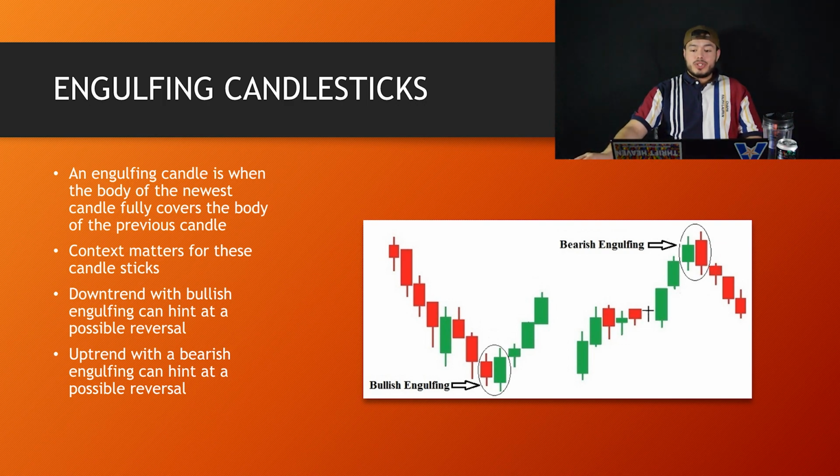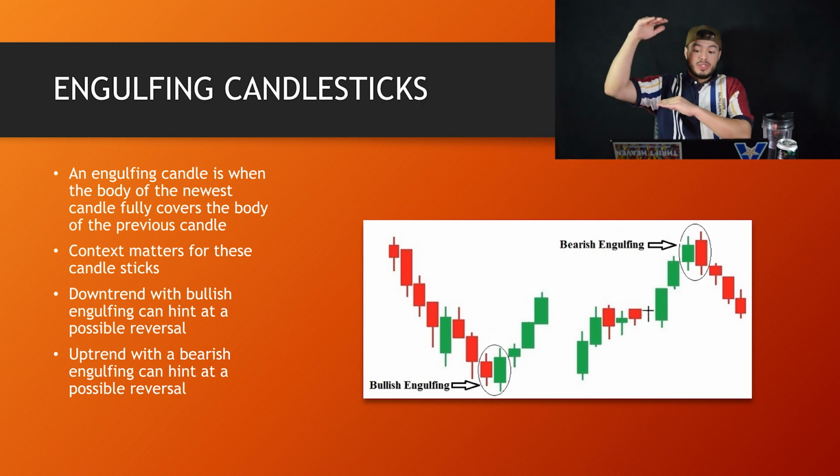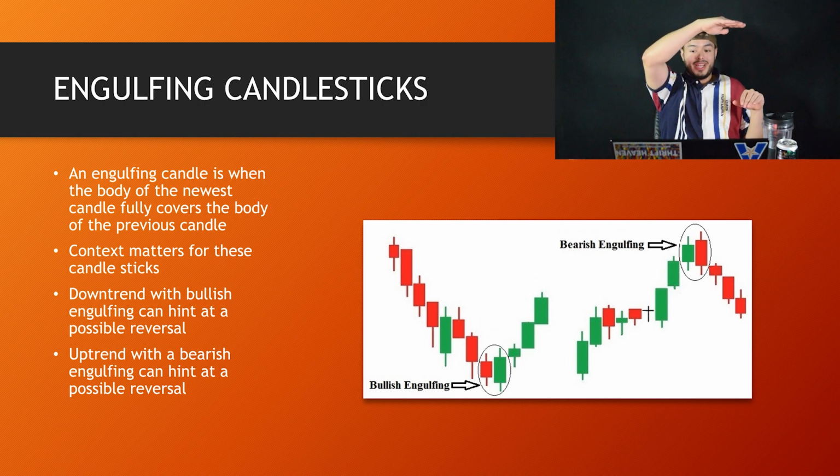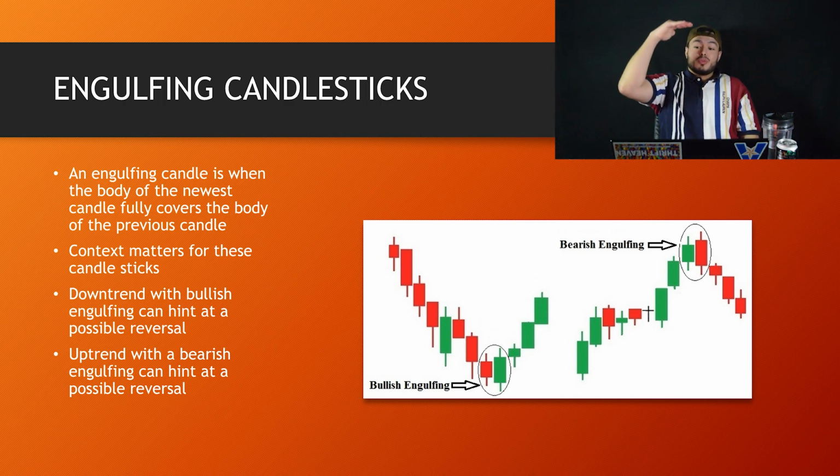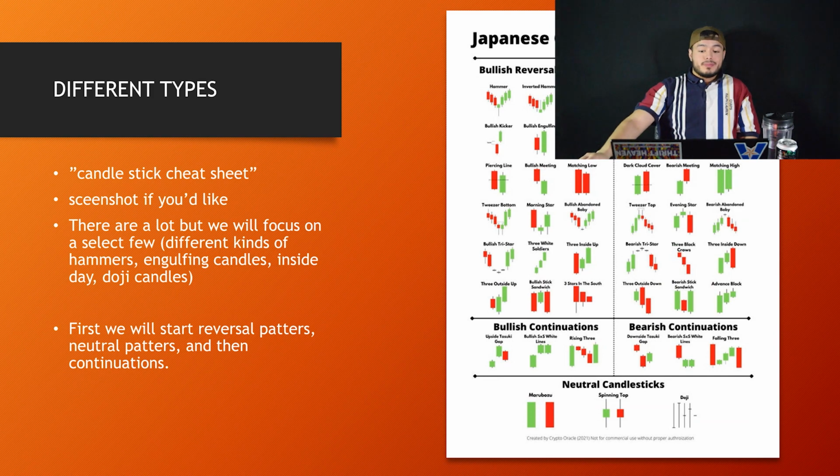If you were to make a trade off of this, you'd probably have your entry right at the close of the bearish candle, which is the bigger one on the right-hand side, and you play the downside. Your stop loss would probably be the wick or the high of that previous candle, the big one.